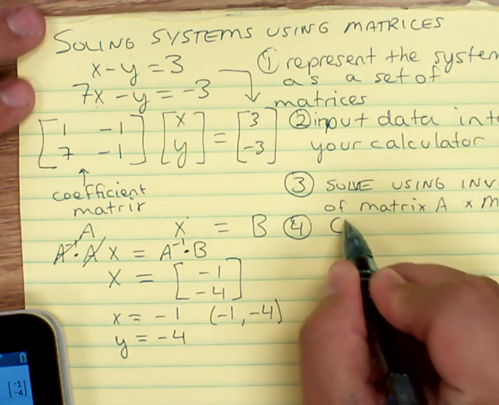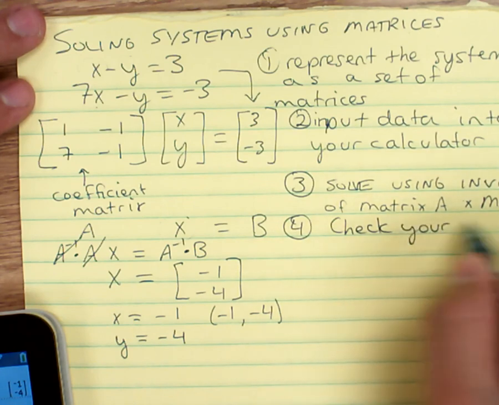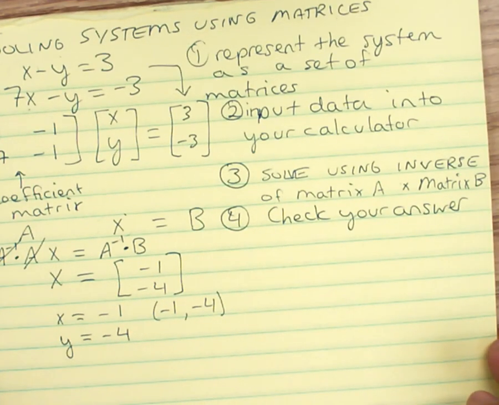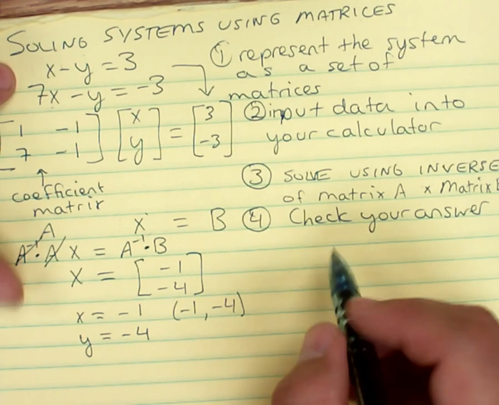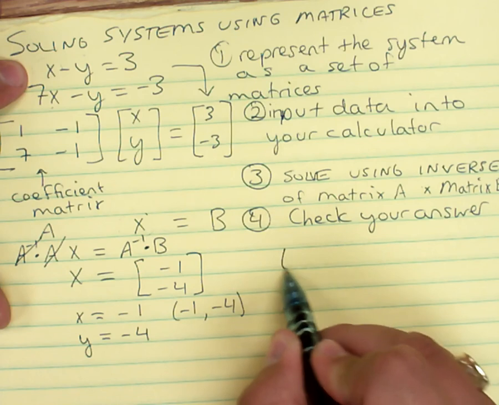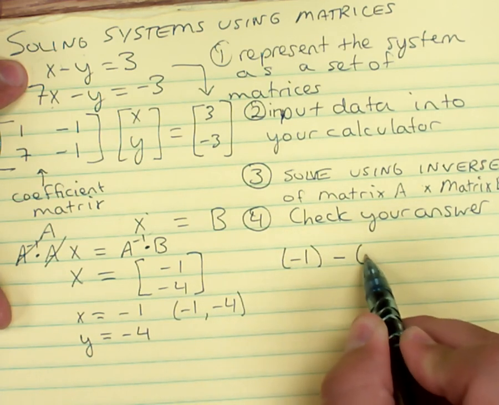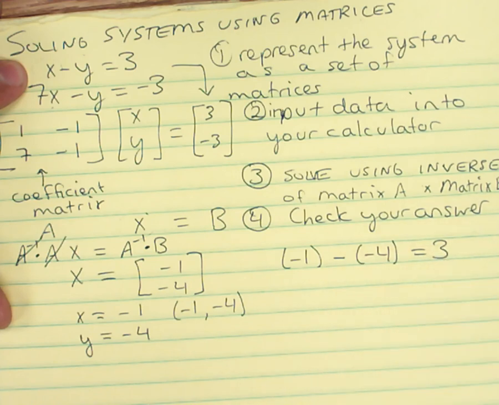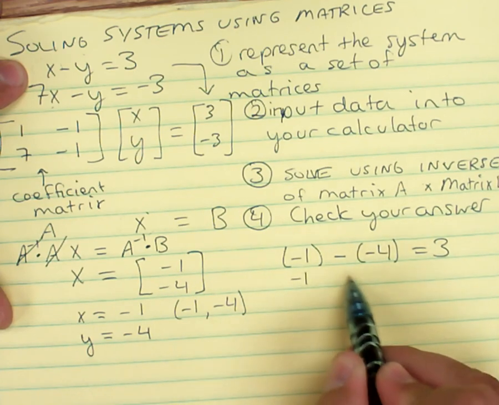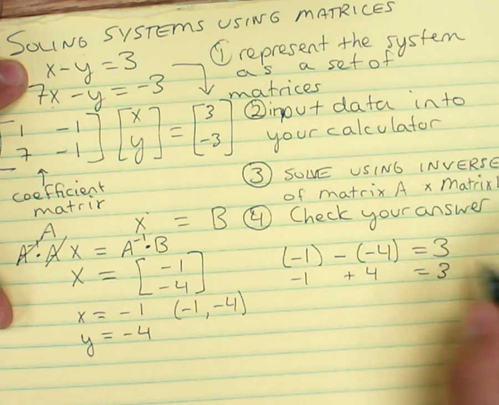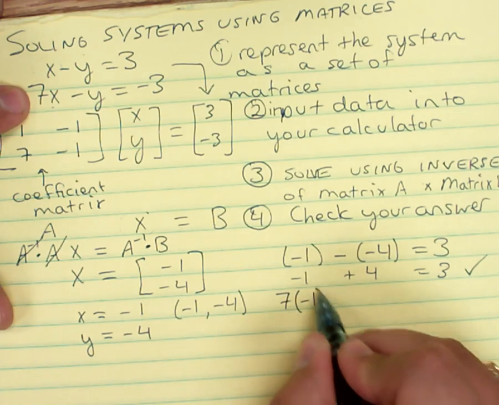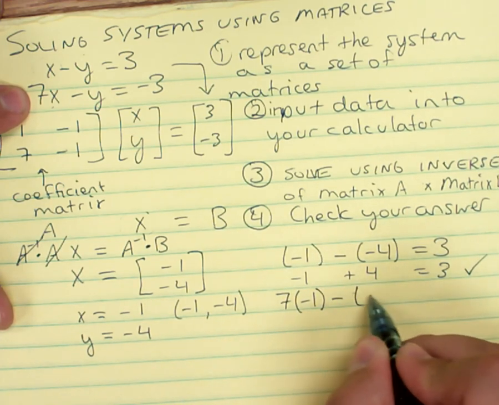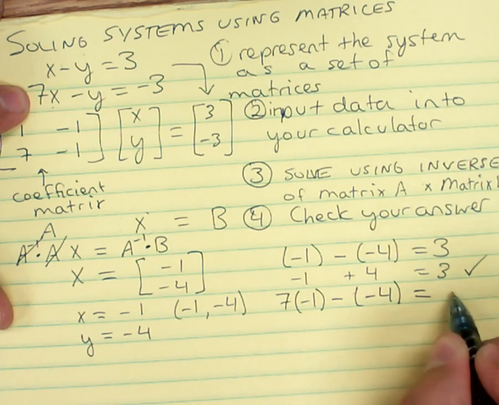And finally, check your answer. So if I did that, my original system was x minus y equals 3. So I have -1 minus y, which is -4, equals 3. Well, those two would be -1 plus 4, and I believe that does give me 3, yes? Okay, now I have 7 times x, which is -1, minus y, which is -4, equals -3.